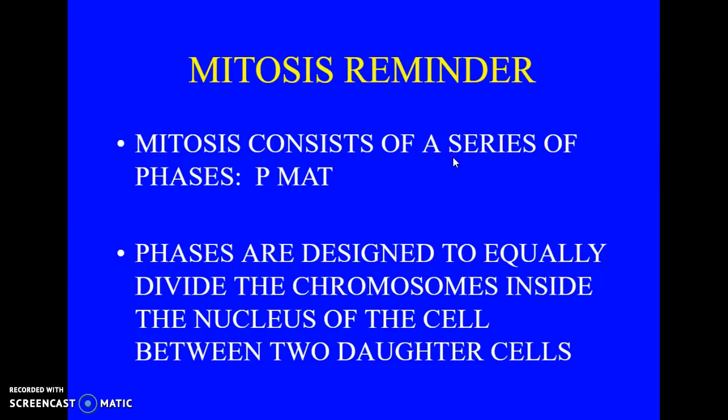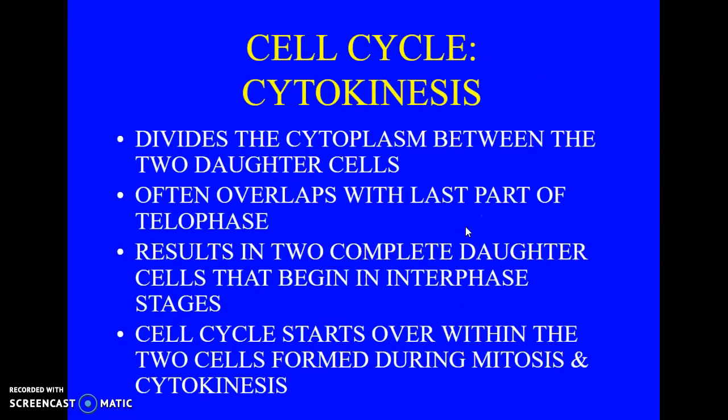So you can remember this by PMAT. Prophase, metaphase, anaphase, telophase. Now, this cytokinesis, this divides the cytoplasm. Often it happens at the same time as telophase, and it gives you 2 complete daughter cells, and they're going to start the cell cycle all over again in interphase.